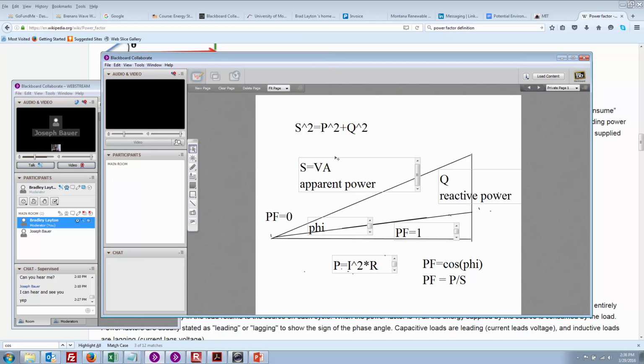So sometimes this is called, I'm just going to write it like this, kVA. And the K just means that you're measuring it in kilovolt amps. And this is sometimes measured or expressed in kVAR, and the R just stands for reactive.